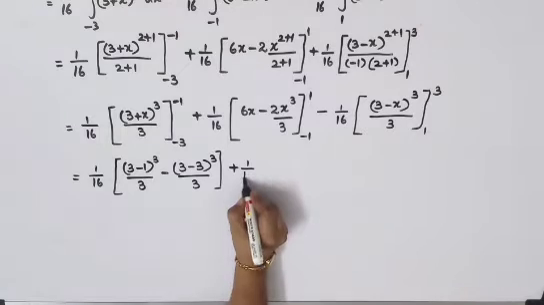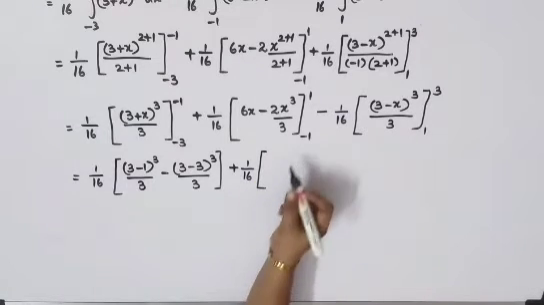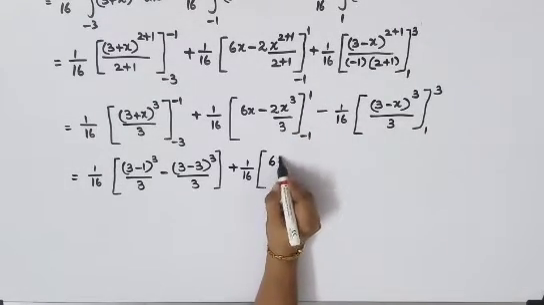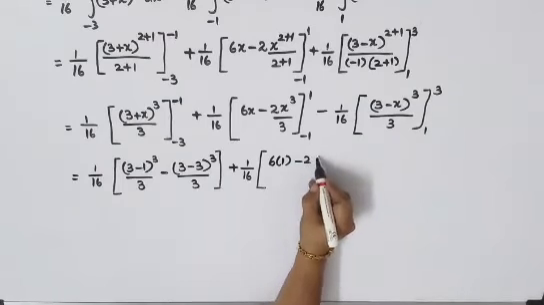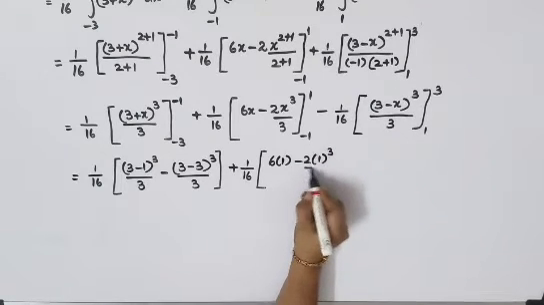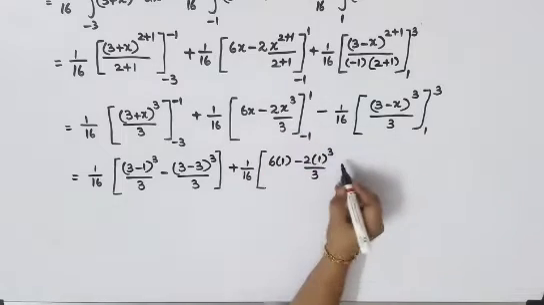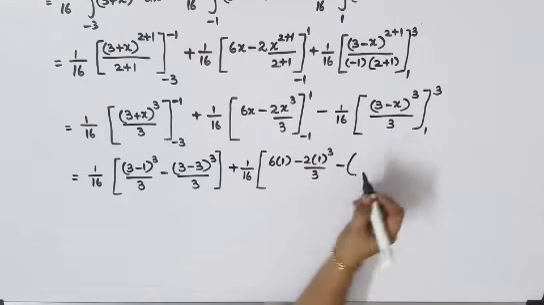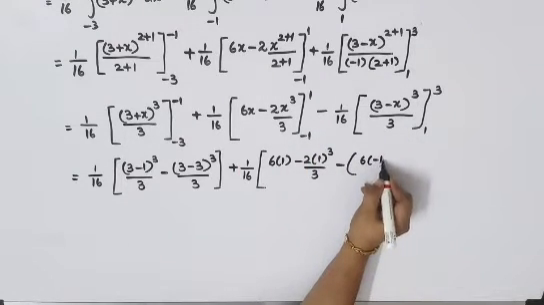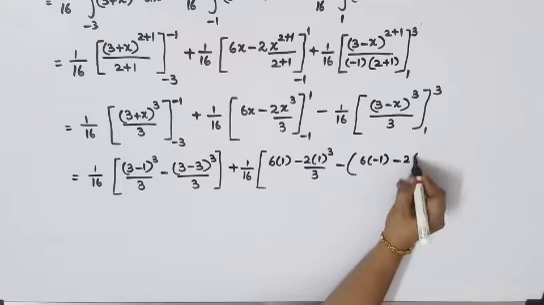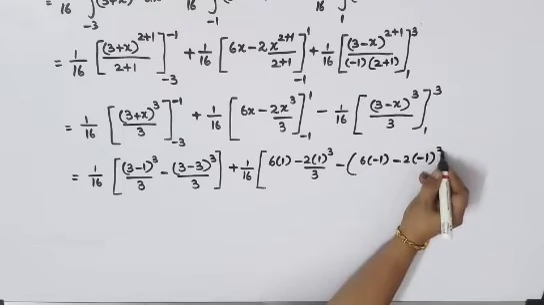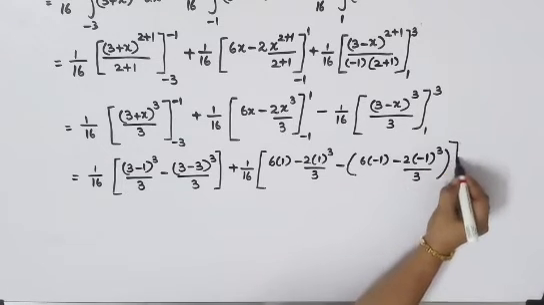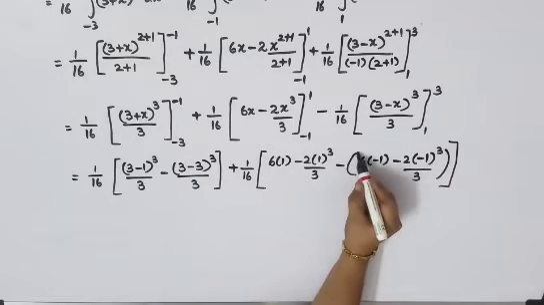So again 1 by 16 is there, open your bracket, substitute your upper limit minus your lower limit. Your upper limit is 1, so 6 into 1 minus 2 into 1 cube divided by 3. So this is your upper limit, minus from the format, then open your bracket, now you will have to substitute minus 1. So 6 into minus 1 minus 2 into minus 1 cube divided by 3. So this is your lower limit, close your bracket, then the big bracket, because two brackets, opening for this bracket, closing here.